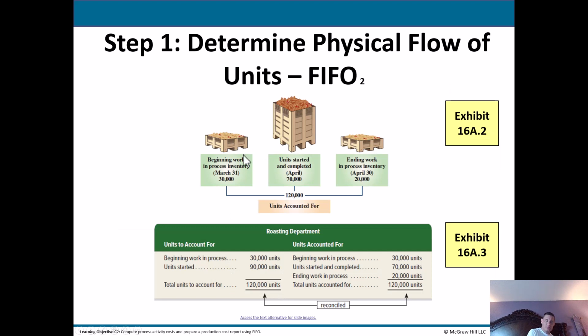Okay, so this is another way to demonstrate this. Beginning work in process inventory as of the last day of March. Think about March 31st as the beginning day of April, 30,000. Units started and completed was 70, and then ending work in process is 20. So between those three, the beginning, what they started and completed, and what's ending, they're accounting for their 120,000 units. And you can see the same thing at the bottom down here.